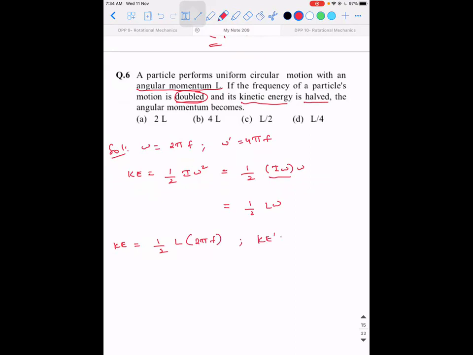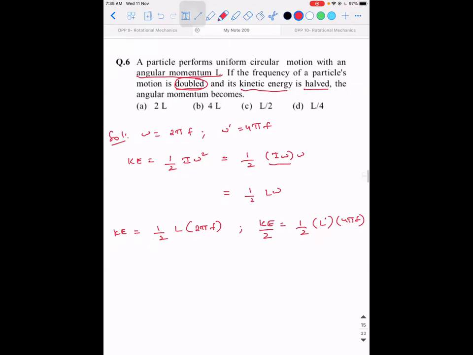So what will be the final one, guys? It will be half into L dash into, can I write it as 4 pi f? And the final kinetic energy is actually what? Ke divided by 2. Did you guys understand what I did? Because the kinetic energy is half.